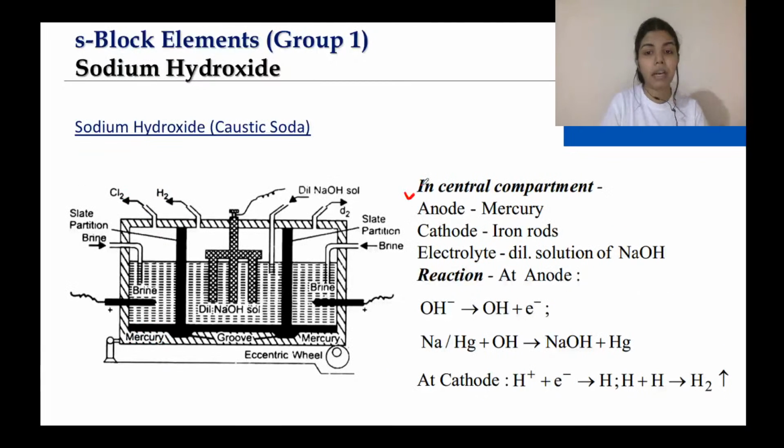Now in the central compartment, the anode is what? Mercury, and the cathode is what? Iron rod. This is important, right? In the central compartment you can see here, these are the iron rods basically.